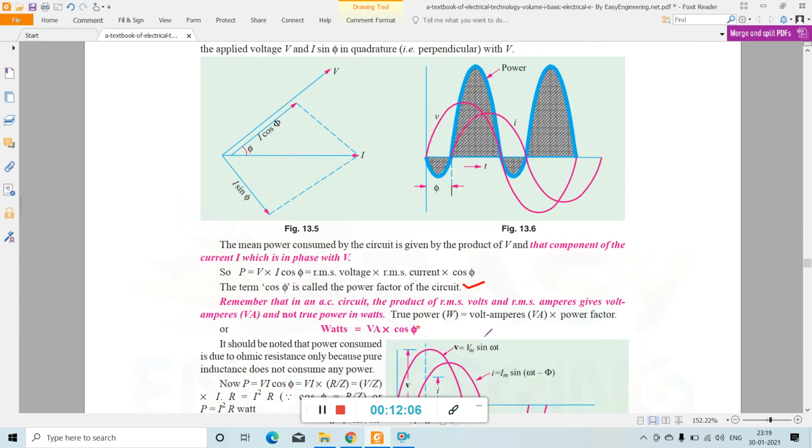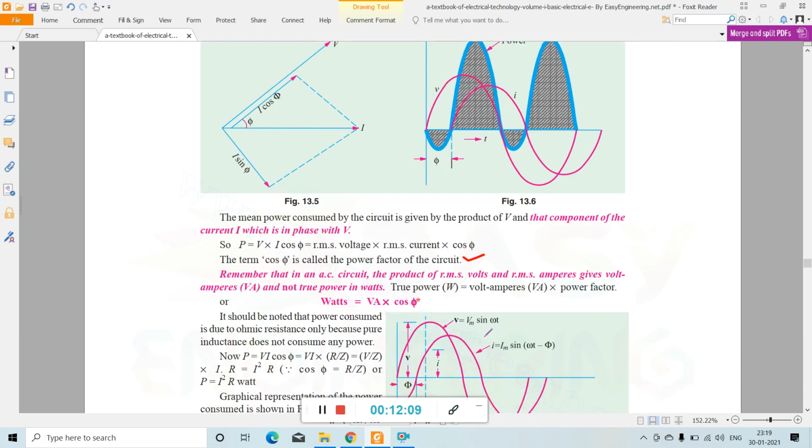So what we learn from this is that in an AC circuit, the product of RMS voltage and RMS current gives volt ampere, and not the true power in watts. The true power in watts is equal to volt ampere, that is volt into ampere into power factor. So watt is equal to VA into cos phi. Here cos phi is the power factor.